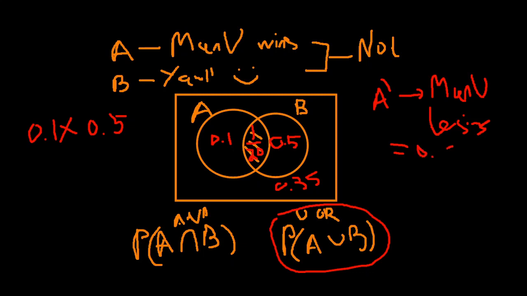And anyone who's good at mental maths can also see that you can just add up the probabilities outside of the circle. So 0.5 plus 0.35 gets you back to 0.85.